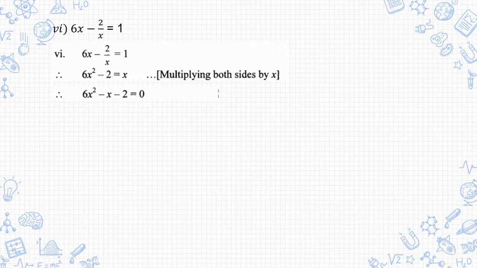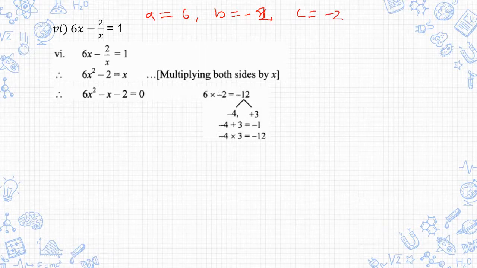Now this, if I compare it with the general form, my a will be 6, b will be minus 1, and c will be minus 2. Now you just multiply a into c. So a is 6, c is minus 2, 6 into minus 2 will be minus 12. Now minus 12 you have to split into two such numbers that after adding or subtracting you should get the middle term. So the middle term is minus 1. And after multiplying those two numbers you should get minus 12.